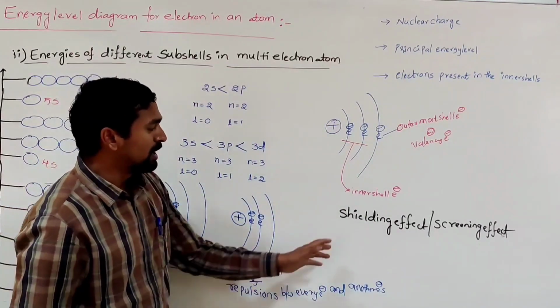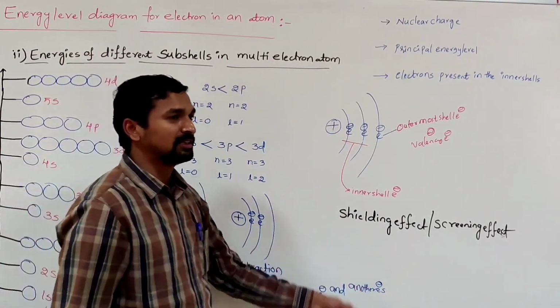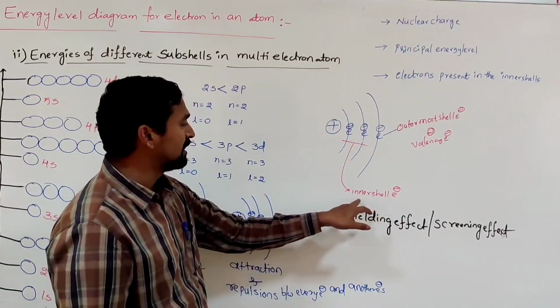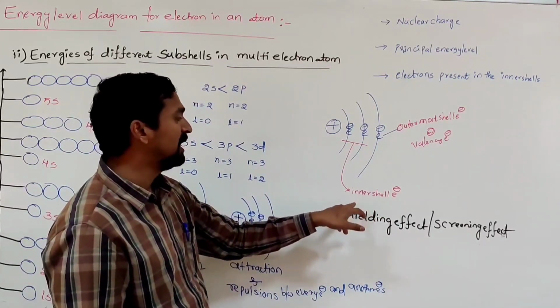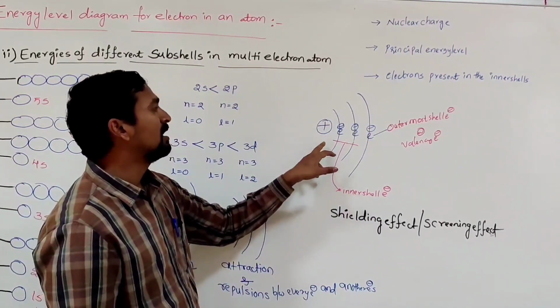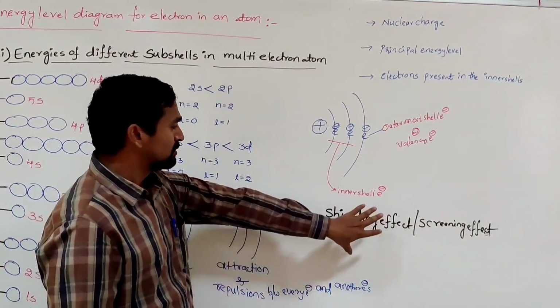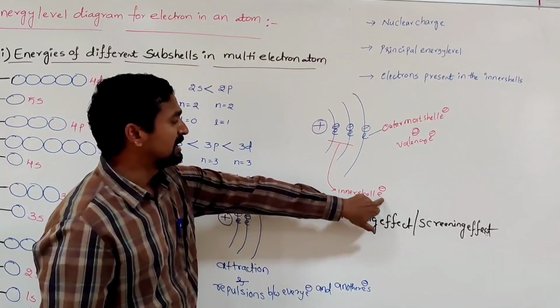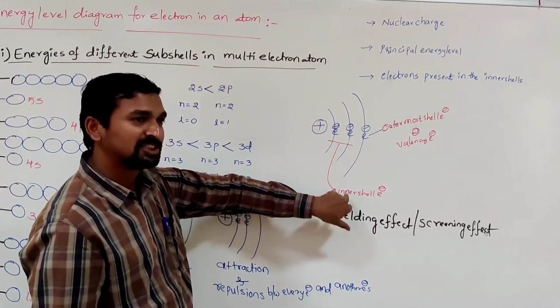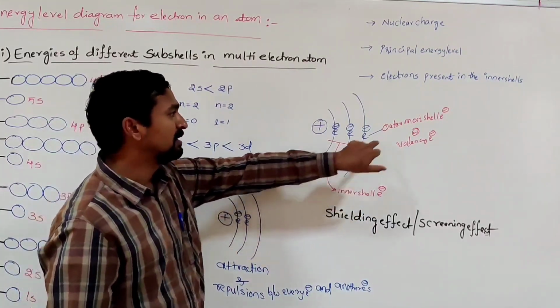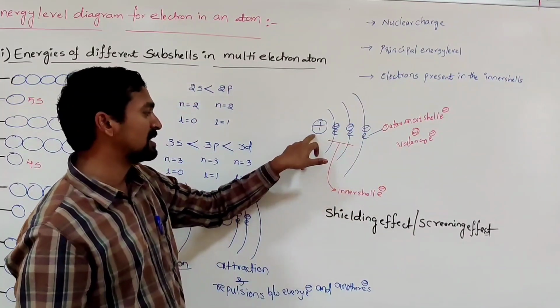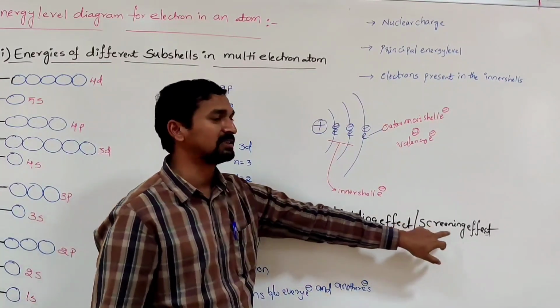So now, what do you mean by the shielding effect? Shielding effect is nothing but the electrons present in the inner shell are shielded or screen the outermost electrons from the nucleus. So what do you mean by that? The electrons present in the inner shell shielded or screened the outermost electrons from the nucleus. That is called shielding effect or screening effect.